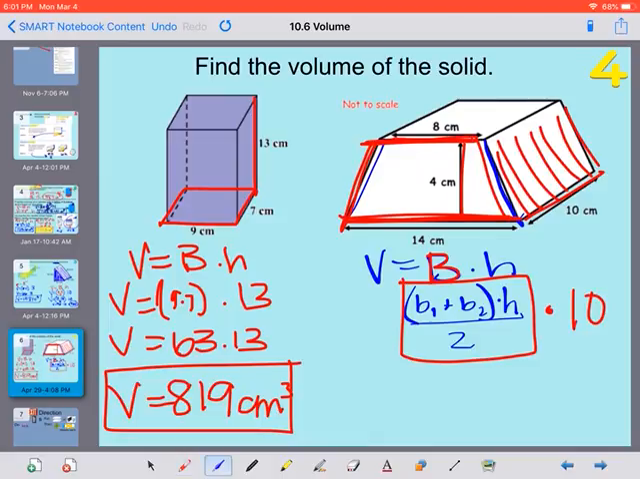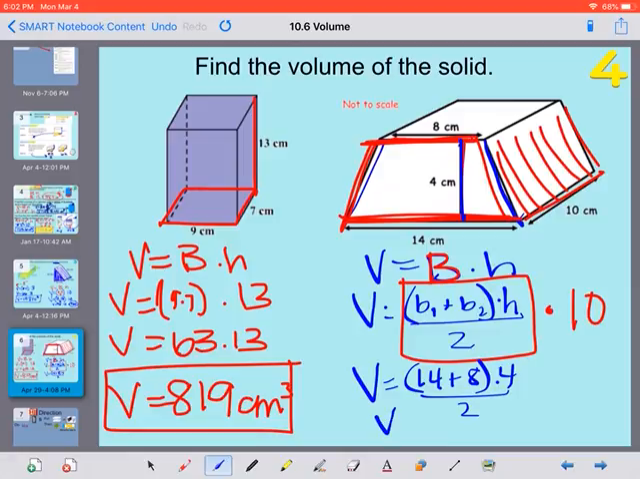So base 1 and base 2, we have 14 plus 8, all multiplied by our height of our trapezoid, which is 4, and then divide by 2. So 14 plus 8 is 22, times 4 is 88, divided by 2 is 44, times 10 from here gives us 440.